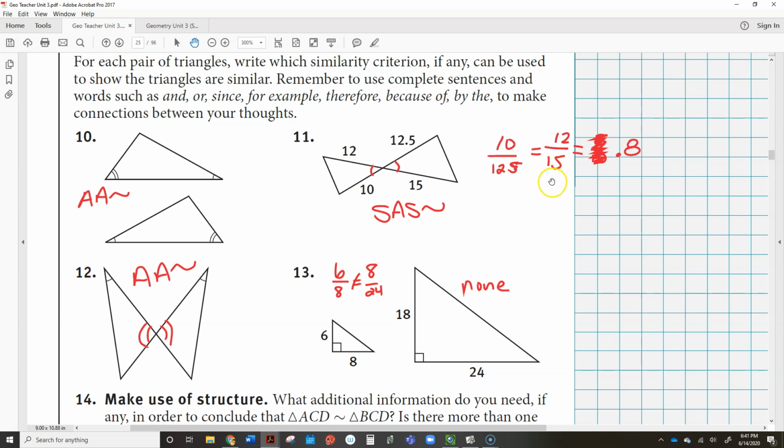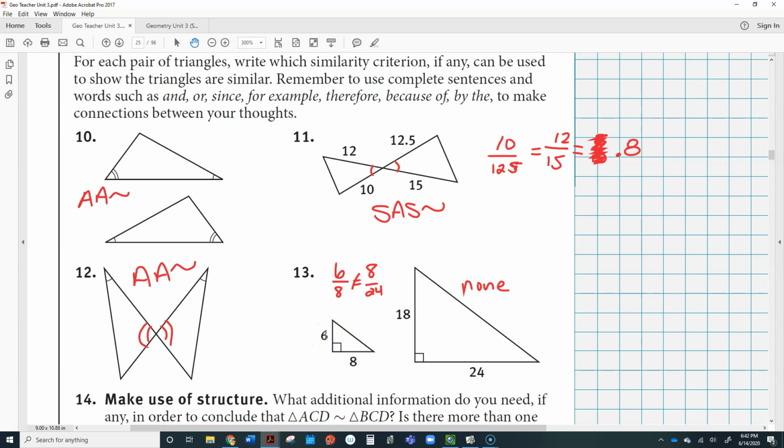And then to check to see if they are equal, I just said 10 divided by 12.5 gave me 0.8, and 12 divided by 15 gave me 0.8, so that means they have a scale factor of 0.8. You can also cross multiply. 15 times 10 is 150, and 12.5 times 12 is also 150. If you got the same number, then they're proportional, sorry. A pair of vertical angles right here, and then this pair of angles given, that is angle-angle similarity.